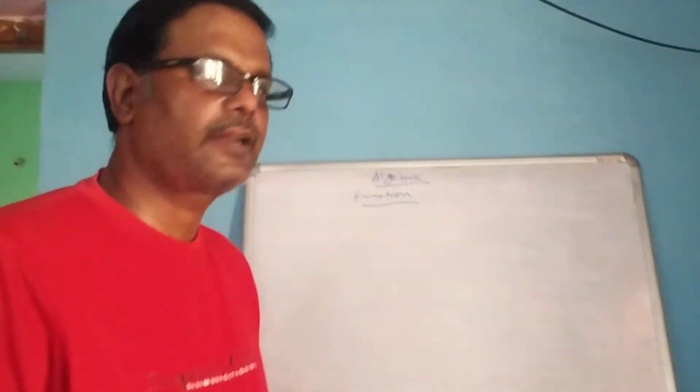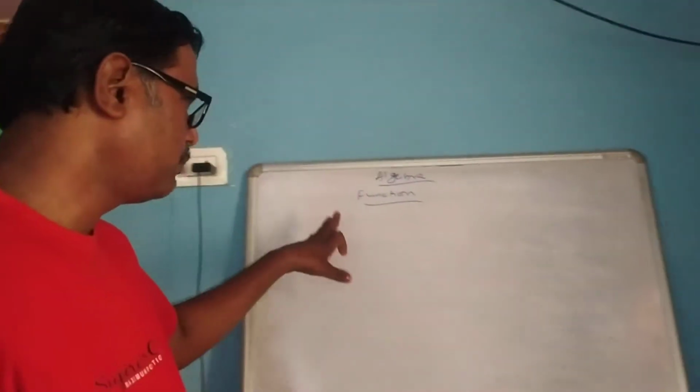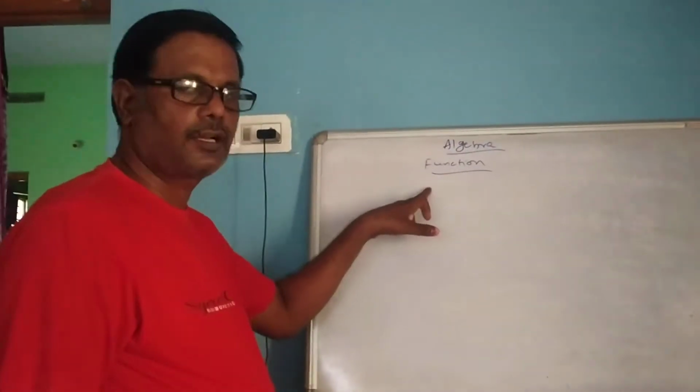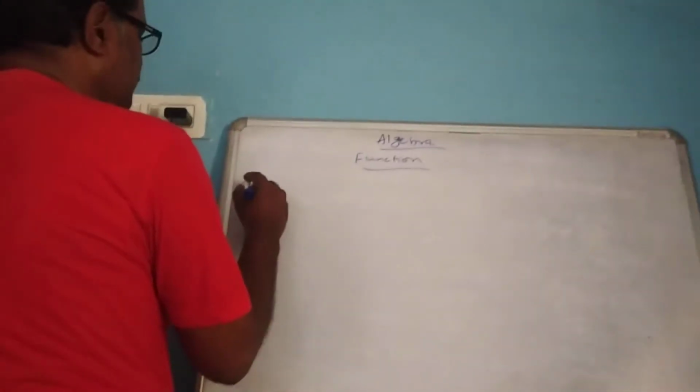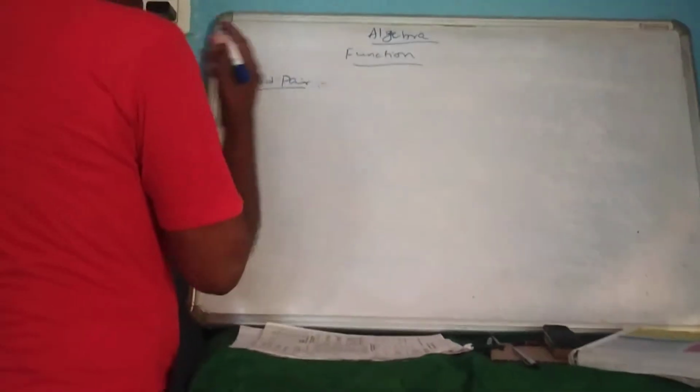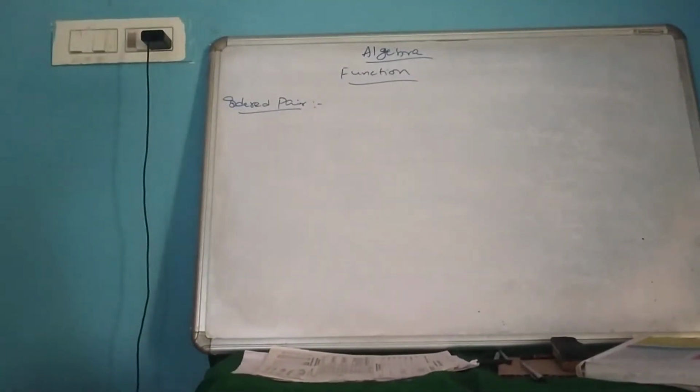Today we are going to learn a new chapter, algebra. We are going to learn functions. So many basic topics are in this chapter. The word 'pair' here means Krama Yugmam.